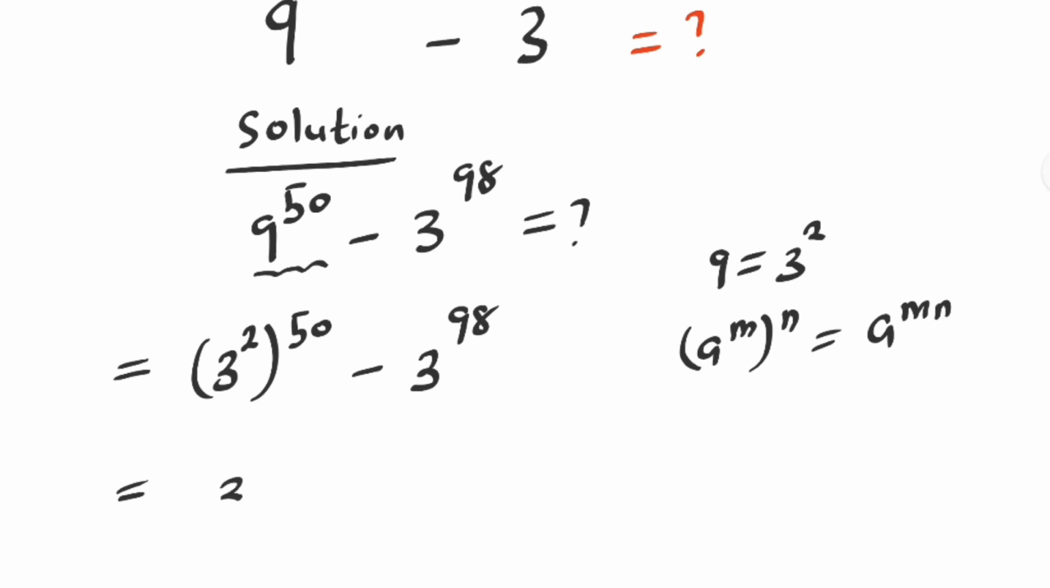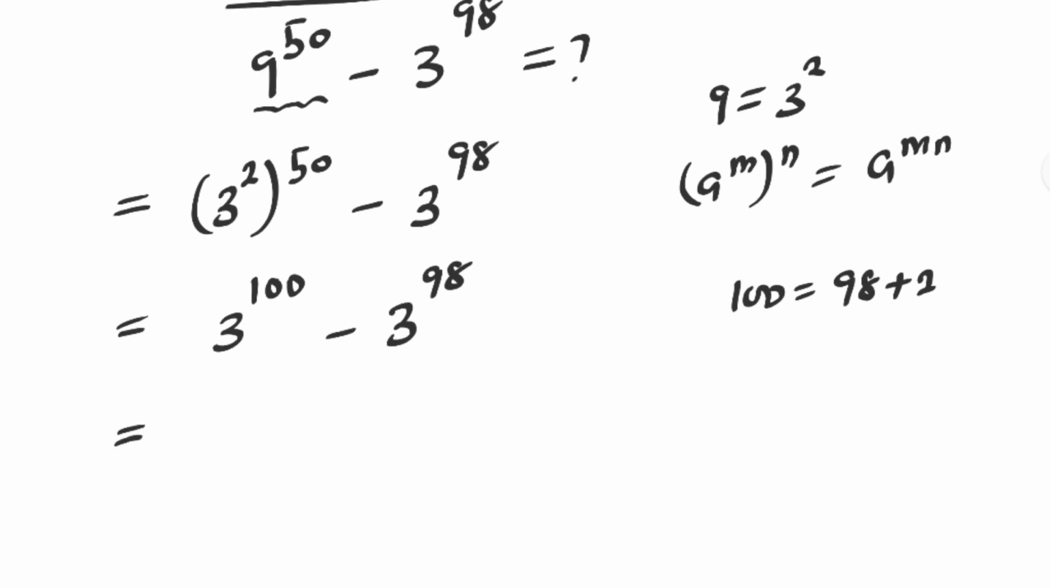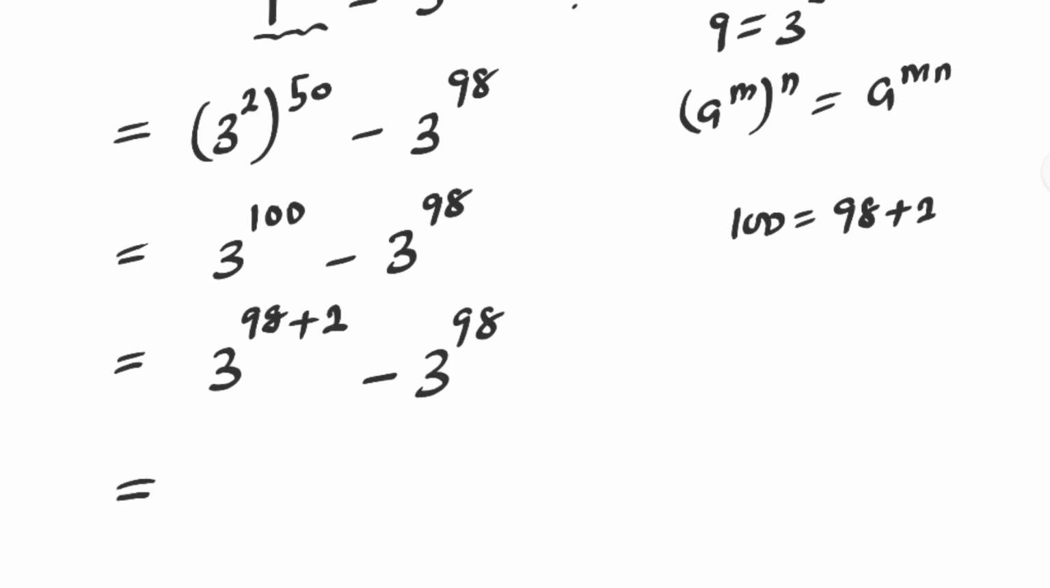Then we have 3 raised to power 2 multiplied by 50, that is 100, minus 3 raised to power 98. And of course, 100 is equal to 98 plus 2. Now we have 3 raised to power 98 plus 2 minus 3 raised to power 98. This is equal to 3 raised to power 98 multiplied by 3 square minus 3 raised to power 98.